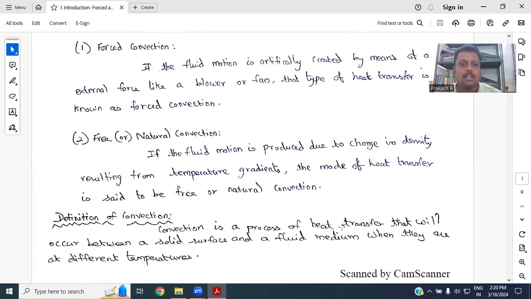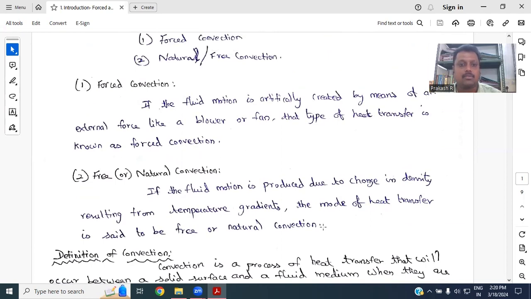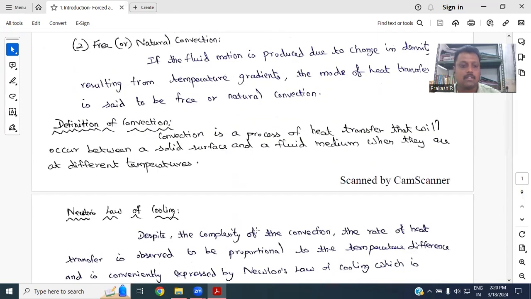Let us see what forced convection means. The fluid motion is artificially created by means of external forces like a blower or fan. Such type of heat transfer is known as forced convection. And the second one is called free or natural convection. It means the fluid motion is produced due to change in density resulting from the temperature gradient. Such a mode of heat transfer is said to be free or natural convection.